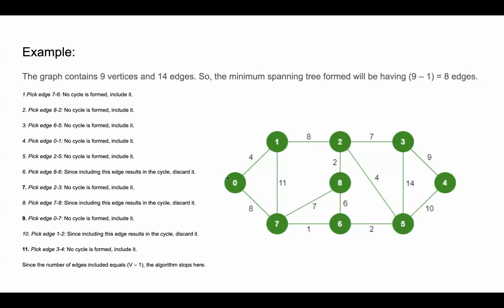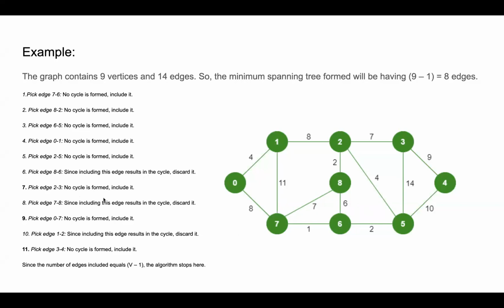Then 0 to 1, it is 4. Next minimum value, then 2 to 5. 2 to 5 does not contain a cycle, so we took this also. Then edge 8 to 6, we consider here edge 8 to 6. Since including this edge results in a cycle, discard it. 8 to 6 is forming a cycle. This 7, 6 and 8 cycle will be there. So 8 to 6 we are not taking.